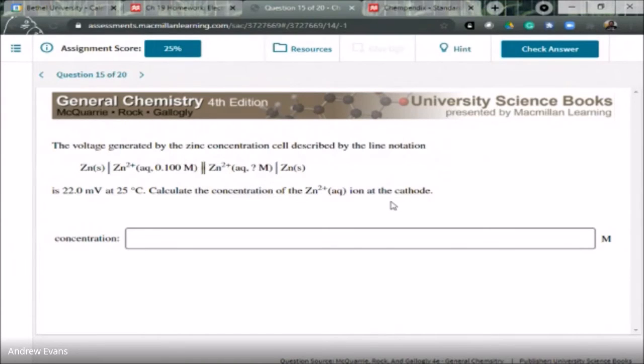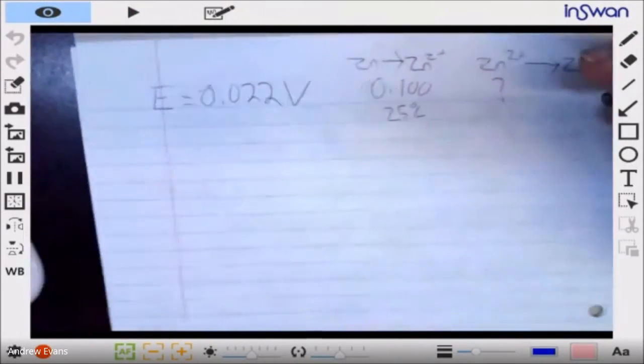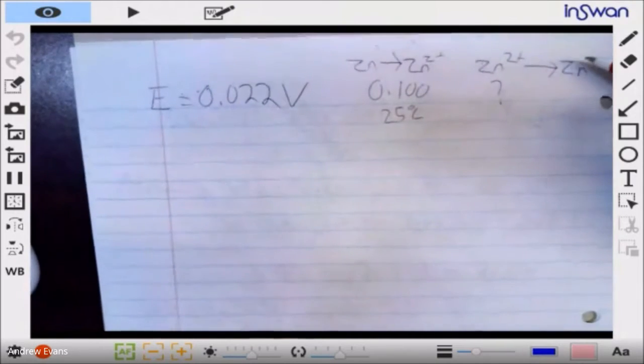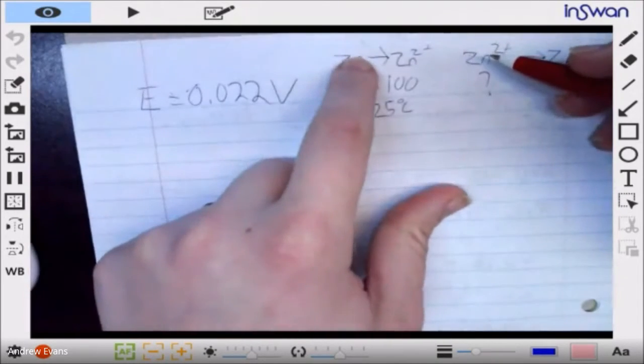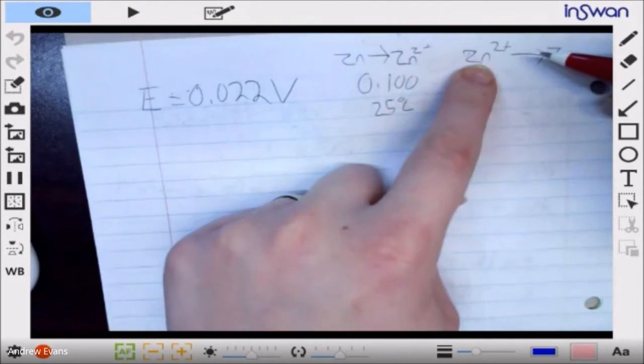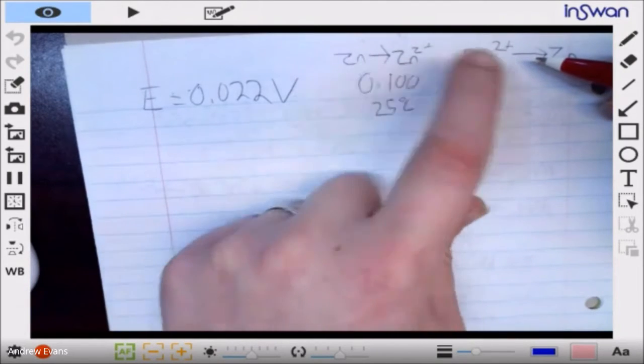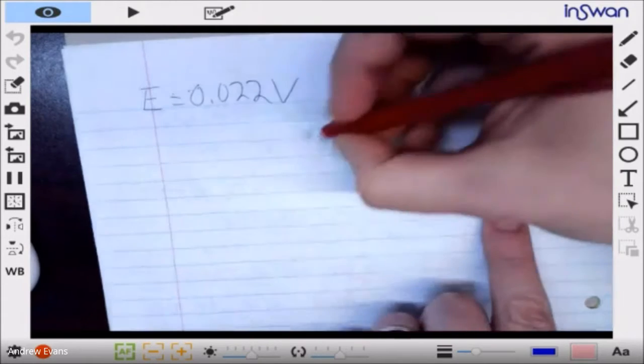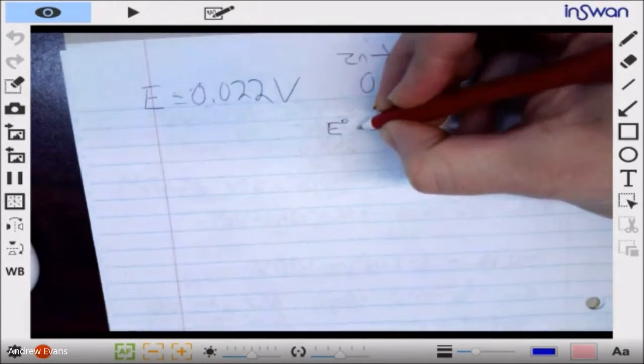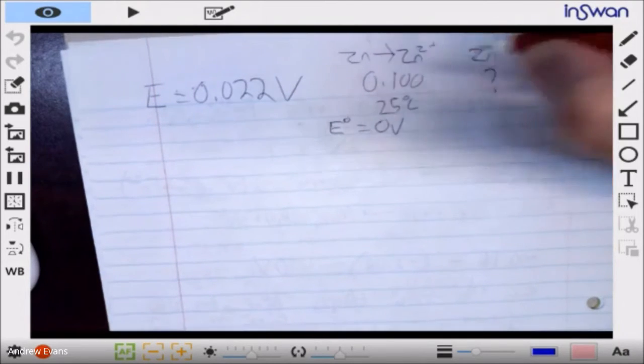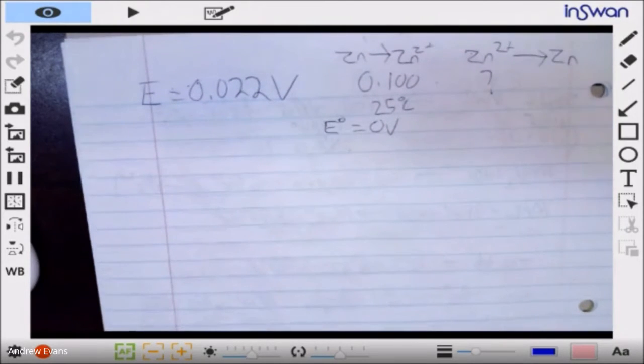Now, it's at 25C. Now, the problem here is when in a situation like this, zinc goes to zinc 2 plus, zinc 2 plus goes to zinc, this is negative 76. Left to right, right to left, they cancel out. E standard is going to be 0 volts because both half reactions are the same.